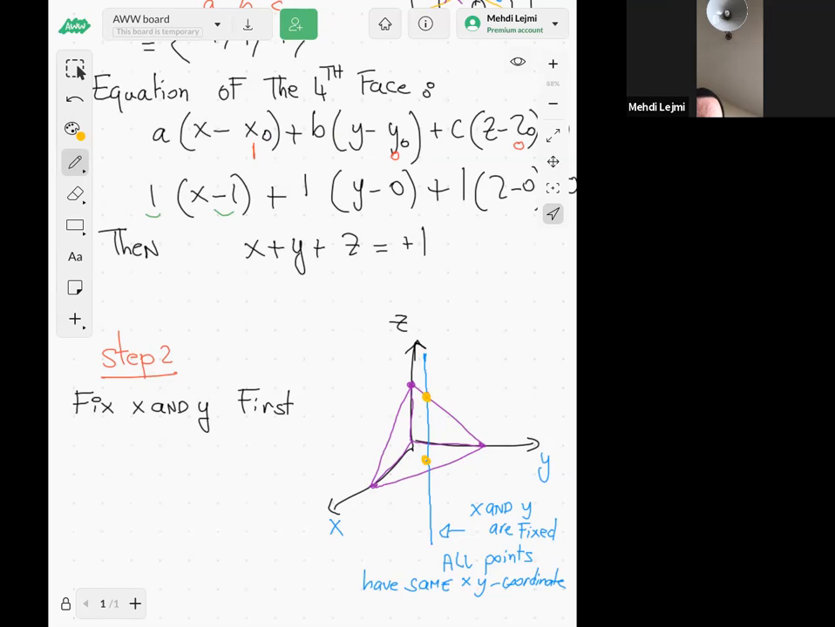Probably it shouldn't be on this line here. So let's say you fix another line here with the same XY coordinates. For example, fix this line here. Then this line is going to intersect your tetrahedron at 2 points. Let's say you intersect here and somewhere here, on the fourth face.